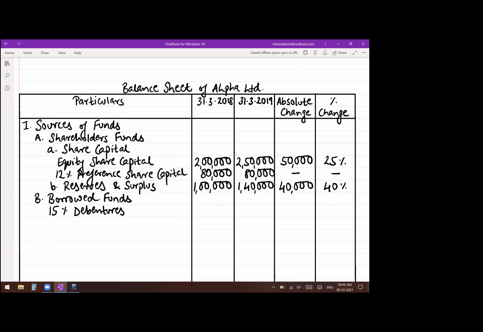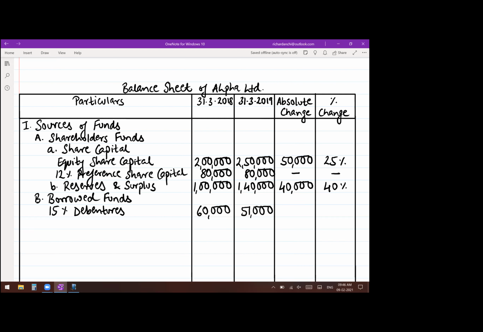Okay. Write the amount for 2018. It is 60,000. And for 2019, 51,000. Be very careful. For the first time, it is decreasing. So change you will have to write in a bracket.